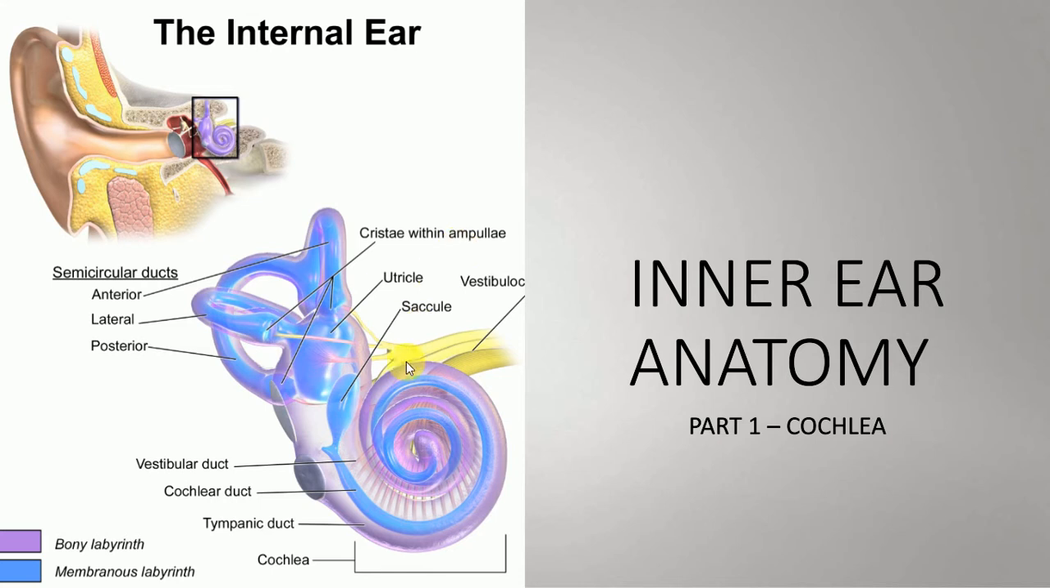Now, today we will be talking about the cochlea. So, this outer part here that we can see is the bony cochlea. It is a part of the bony labyrinth.